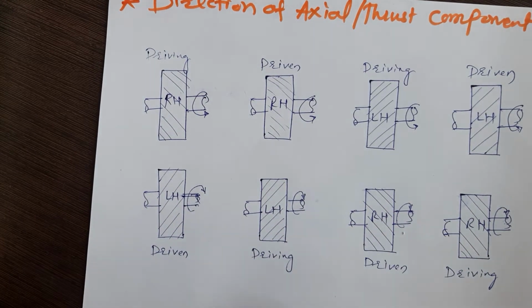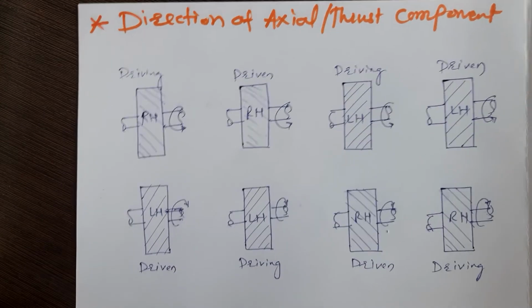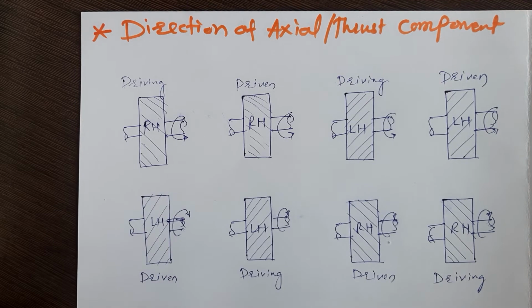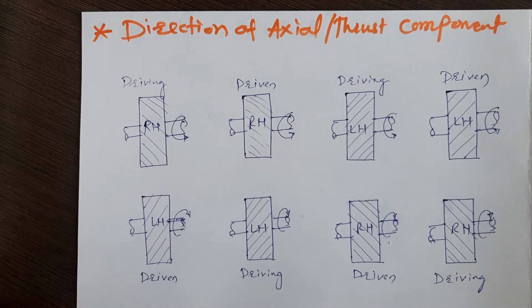Okay, now you have to apply a thumb rule. So whenever you want to find the direction of axial component, you have to apply a thumb rule to the driving member. If suppose a driving member is a right-handed gear, so you have to apply right hand thumb rule. If the driving member is left hand, so you have to apply left hand rule. Okay, so here the hand rule.